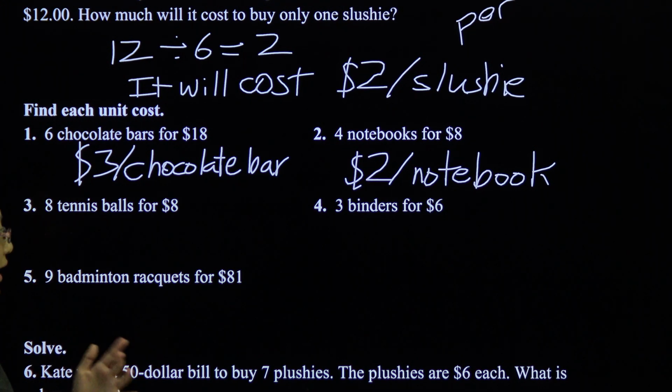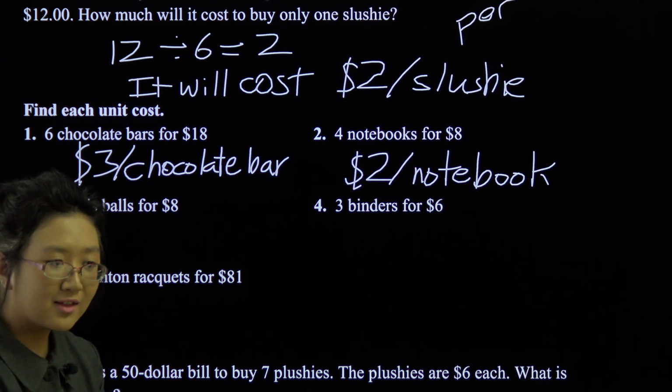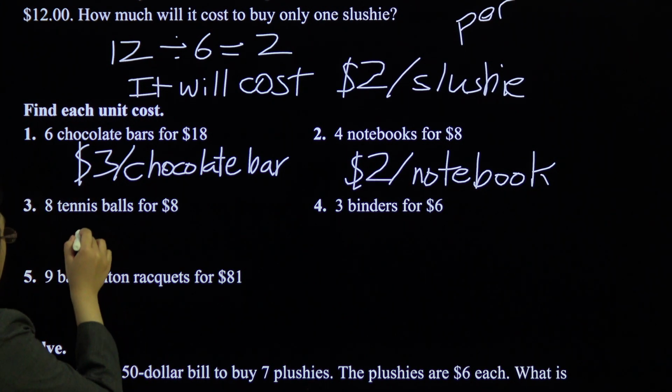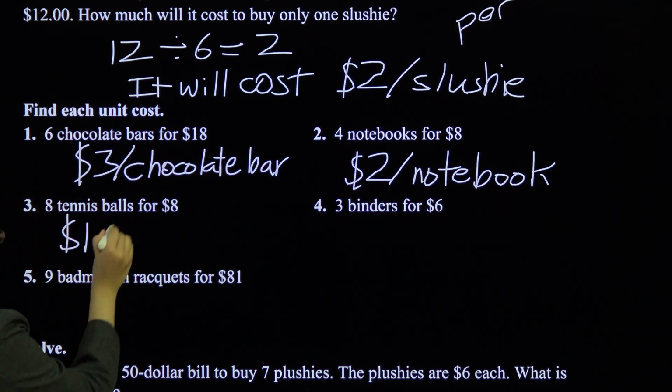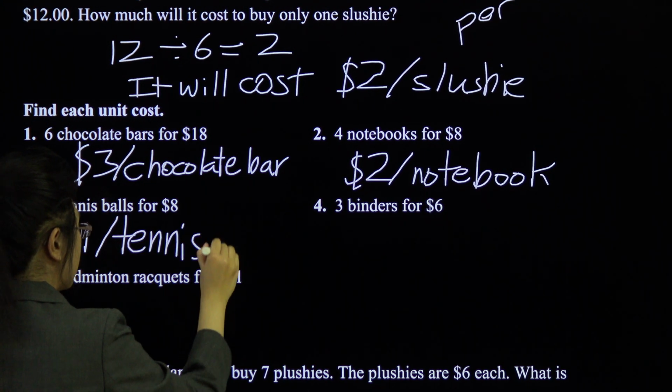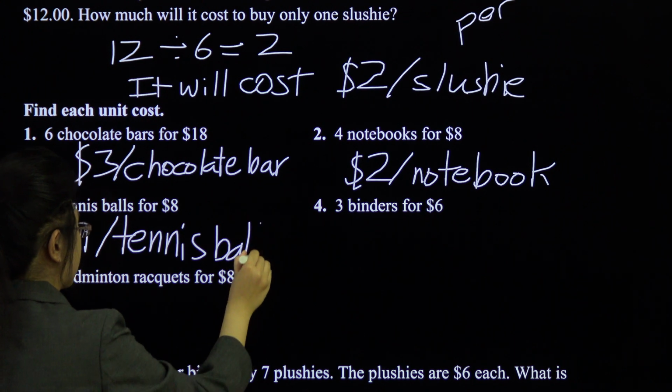8 tennis balls for $8. 8 divided by 8, division properties, is $1 per tennis ball. 1 times 8 is 8, so.